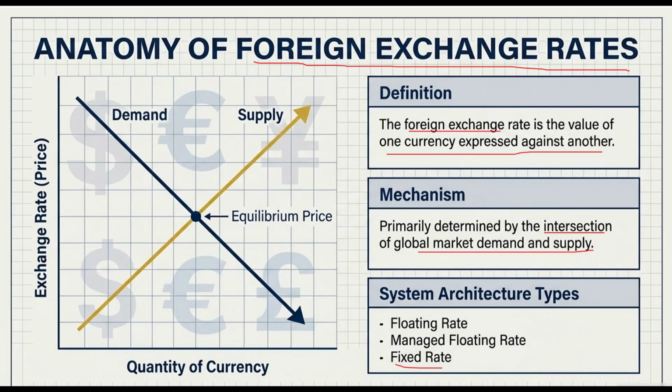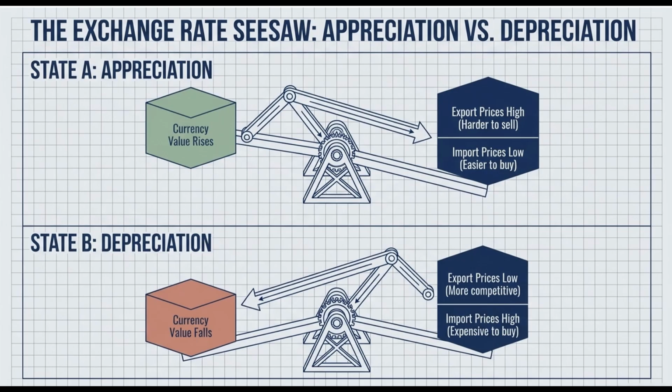Now we have the managed floating, where they will have minimum and maximum levels. In between, the rate can fluctuate. So if it crosses any of these limits, the government will interfere. Okay, so that is what we call a managed floating rate. It will have an impact on international trade and investment. Now let's see what we mean by appreciation and depreciation.